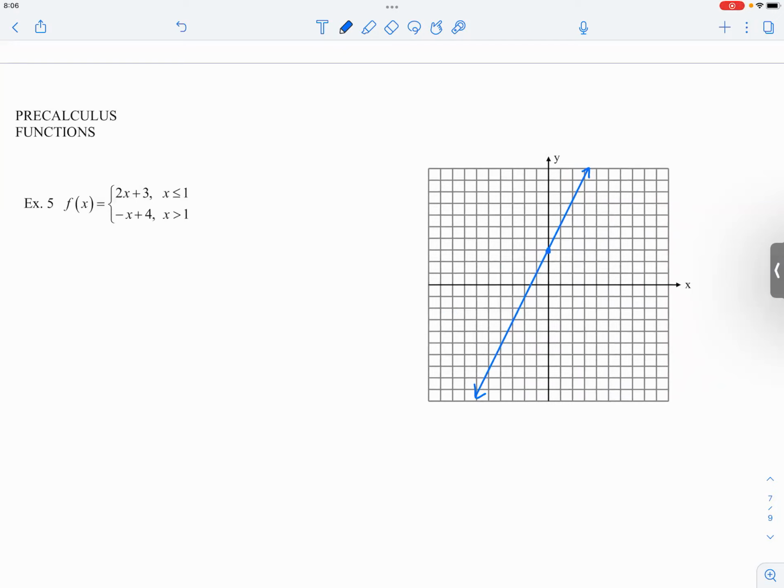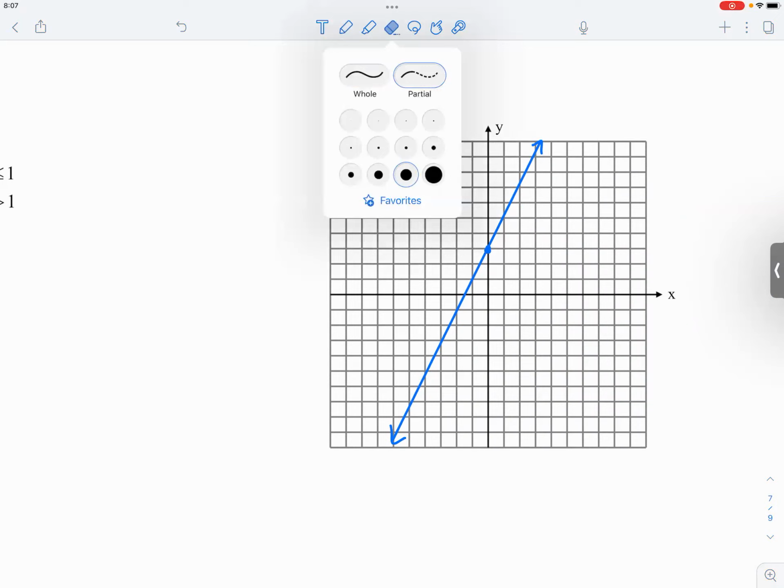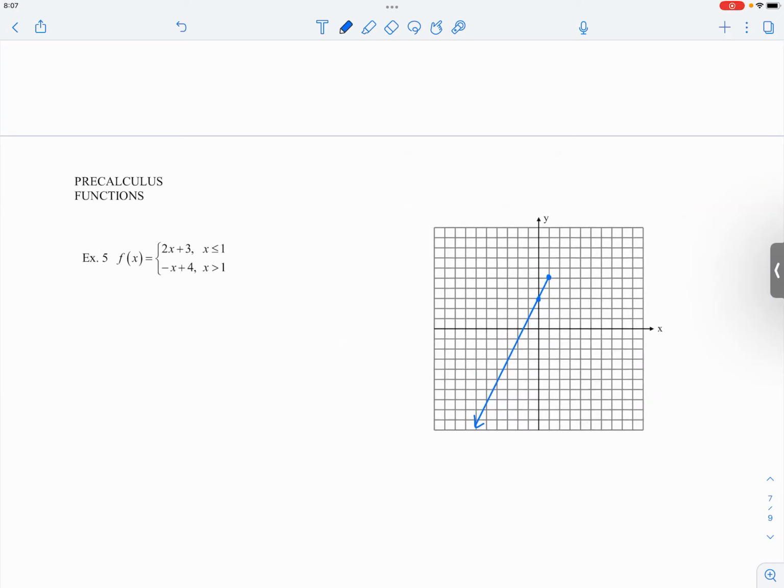X is less than or equal to 1. So that means after you erase some part of the function, it is only up until 1. Okay. Now, this is one way you can approach this. Okay, this is how you can think about it. It's really what it is.